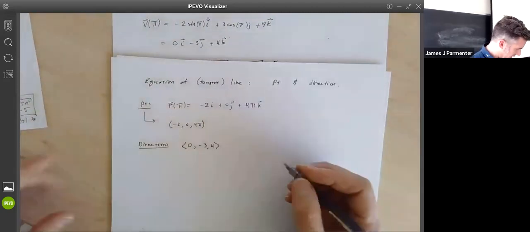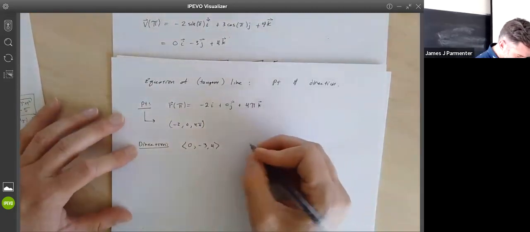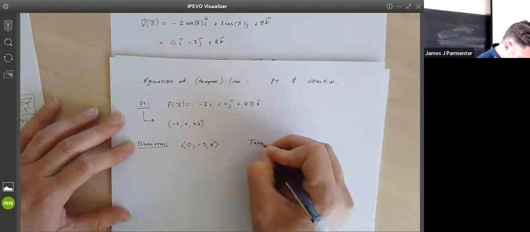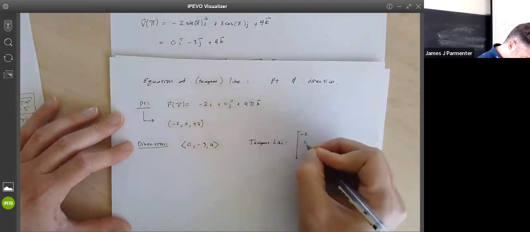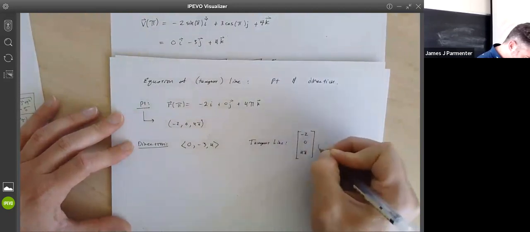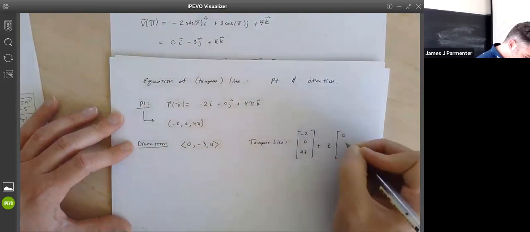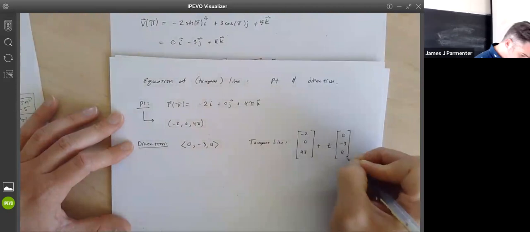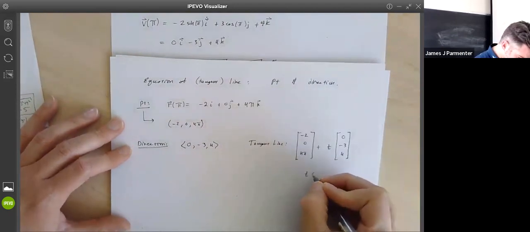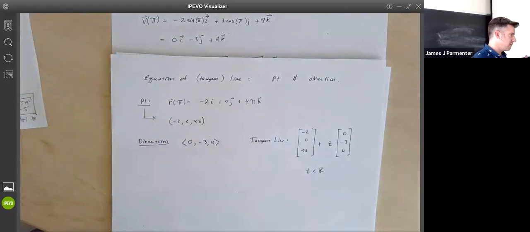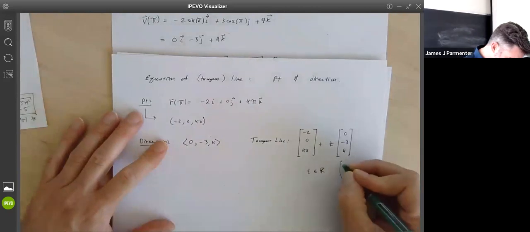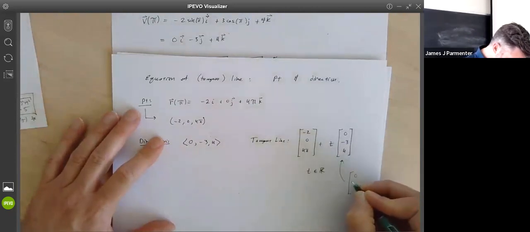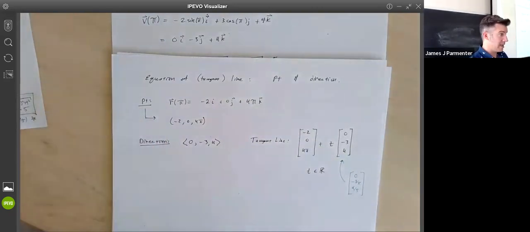And I do like the way he's written it here. I would write that my tangent line is given by the equation, the point I want to start at plus t times the direction I'm going in. And then you should say that t can be any real number, or it's between negative infinity and infinity, whatever you would say. It would also be perfectly correct to use the vector 0, -3/5, +4/5 there. That would also give you the exact same answer.